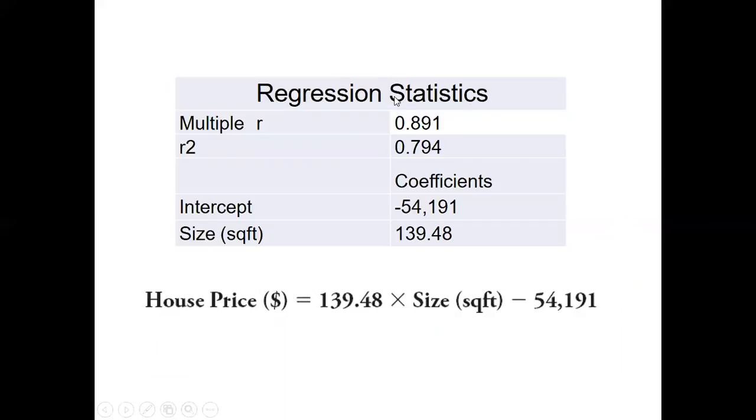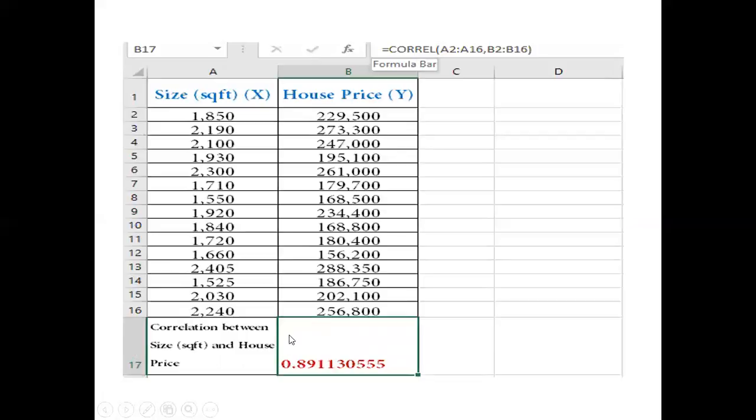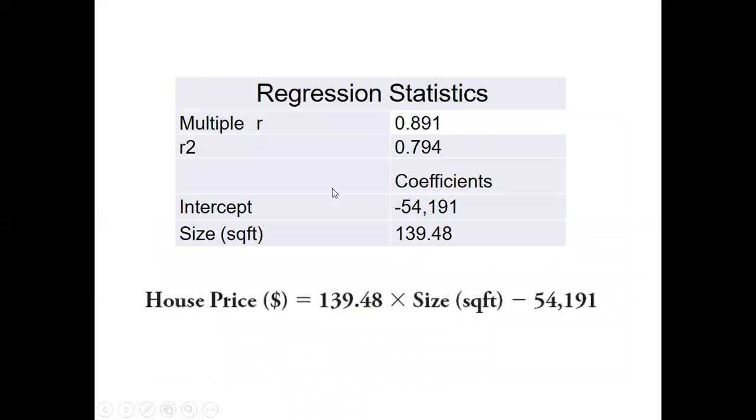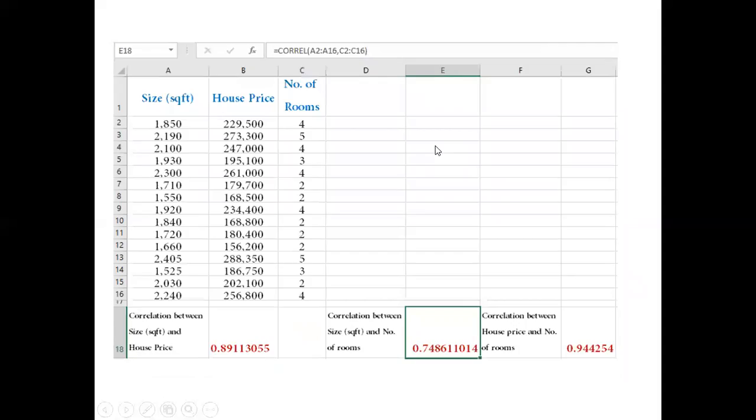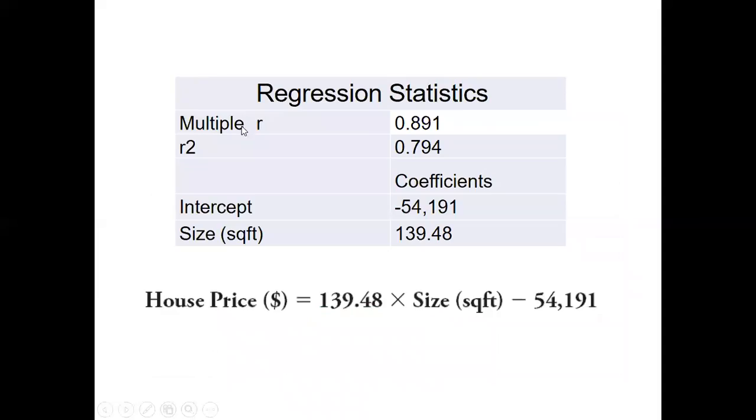In the regression statistics, if you observe, we have got multiple R 0.891, the same thing, 0.8911. So multiple R is 0.891. When we square it, R into R, this is R square. R square will be 0.79, that is 79%. That is the measure of total variance. The measure of total variance is 79%.